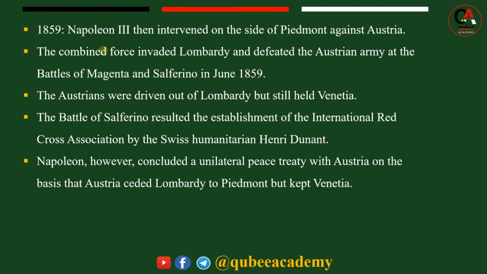Napoleon supported Piedmont against Austria. In this case, the combined force invaded: the force of France under a person called Napoleon, who at the time was the ruler of France, and the force of Piedmont under Cavour. This is too important. The combined force invaded Lombardy, which, as already said, was under the rule and domination of Austria. They defeated the Austrian army at the Battle of Magenta and Solferino in June 1859.